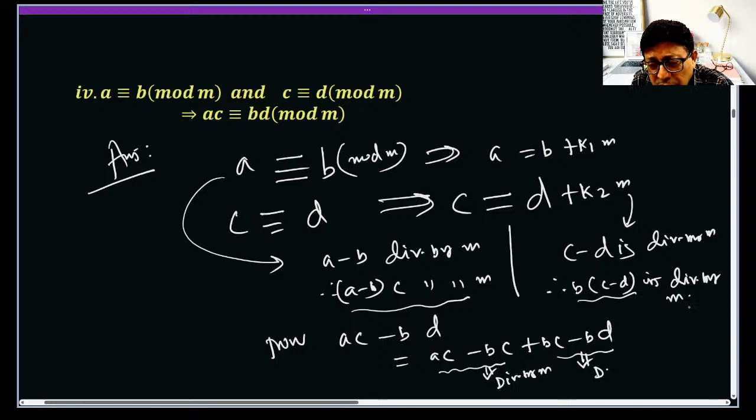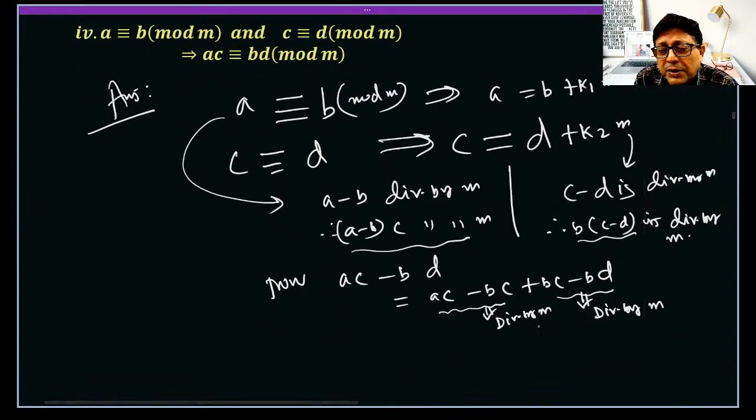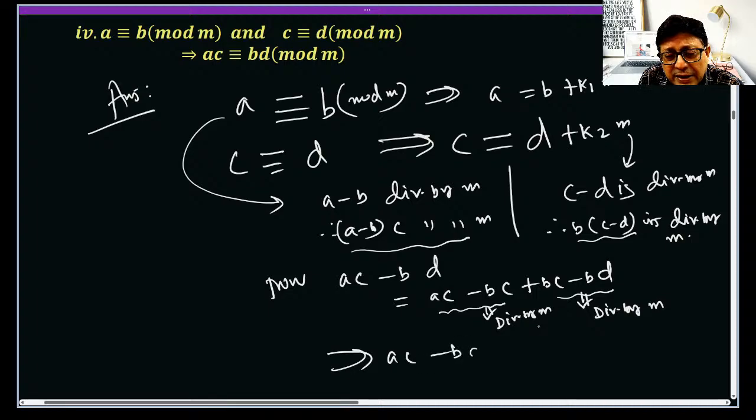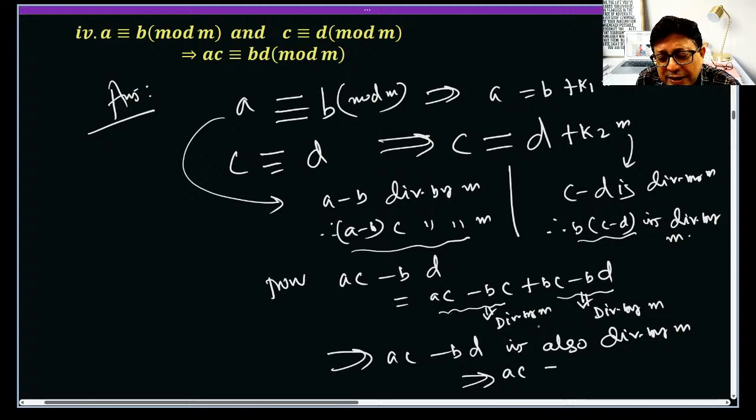This is also divisible by m. So, this implies that AC minus BD is also divisible by m. So, this implies AC is congruent with BD mod m. So, the multiplication rule is also proved.